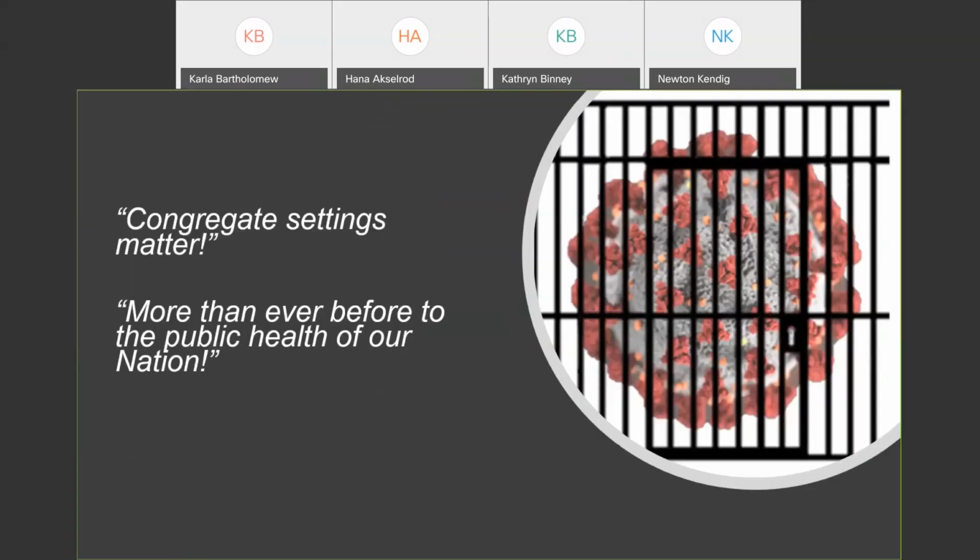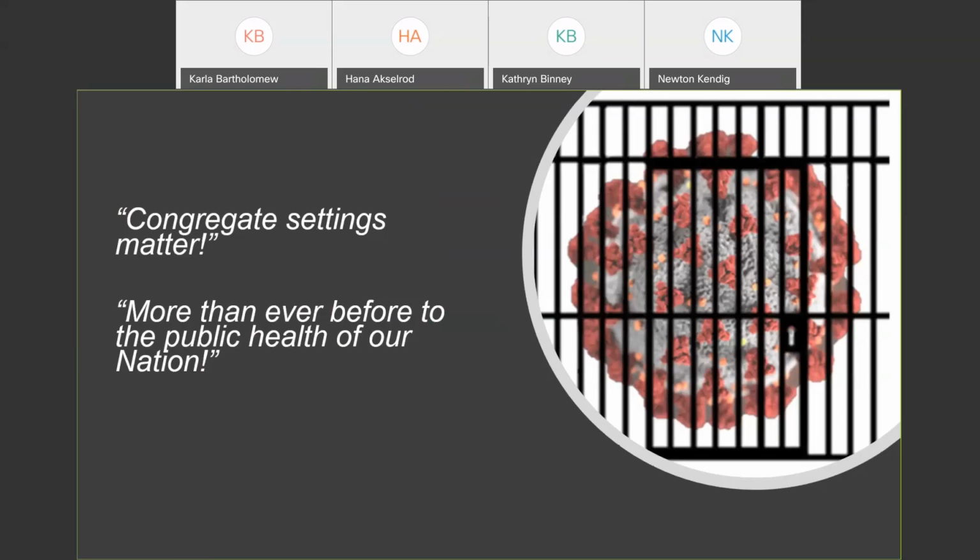So in closing, my mantra is that congregate settings matter. I've spent my career really advocating that correctional health care is public health care. And I think COVID-19 has really brought this to the forefront. Our patients that are in nursing homes, the elderly, they matter from a public health standpoint. Our men and women on aircraft carriers in the military, they matter from a public health standpoint. Our homeless populations in crowded conditions in shelters, they matter from a public health standpoint.